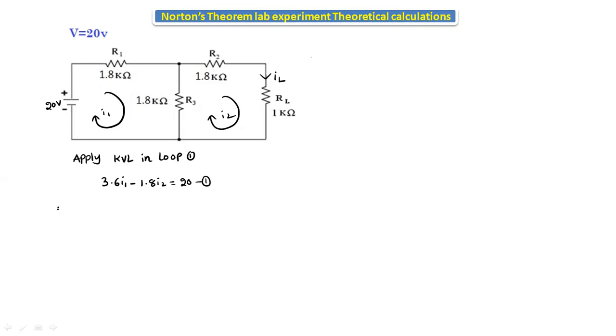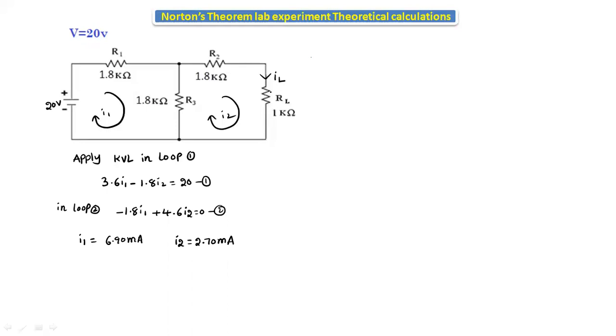If we apply KVL in loop 2, we will get minus 1.8 into I1 plus 4.6 into I2 is equal to 0. This is equation number 2. From equation number 1 and 2, we will get I1 is equal to 6.90 milliamps and I2 is equal to 2.70 milliamps.